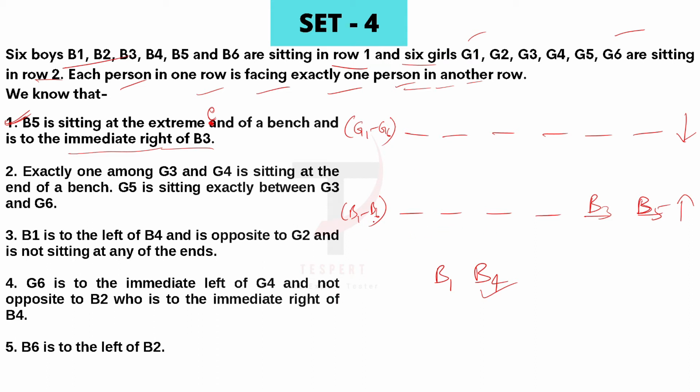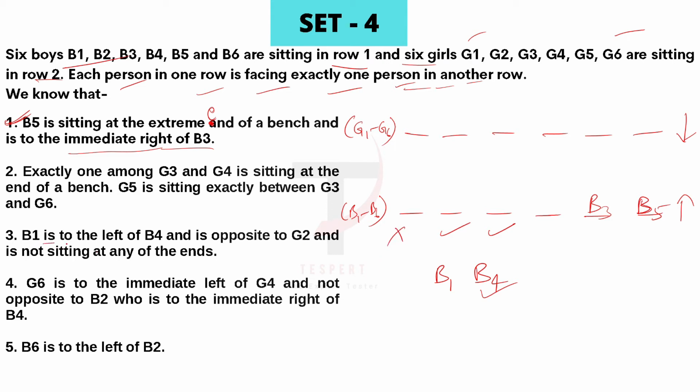So I cannot place B1 here, right? I cannot place B1 here, because if I place B1 here, then where should I place B4? B4 must be to the right of B1. Of course it may not be immediate right, but it is to the right of B1. Hence B1 cannot be placed here. B1 can be placed here or here, and I cannot place B1 here as well, because just read the statement.